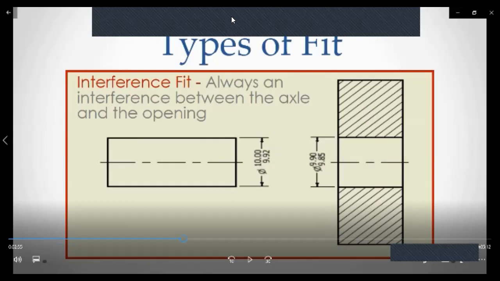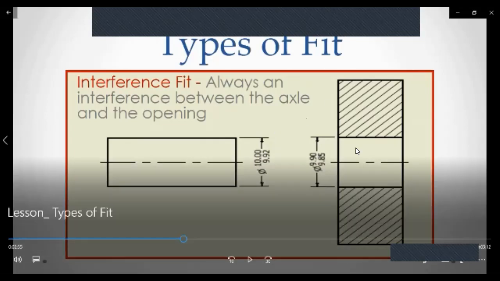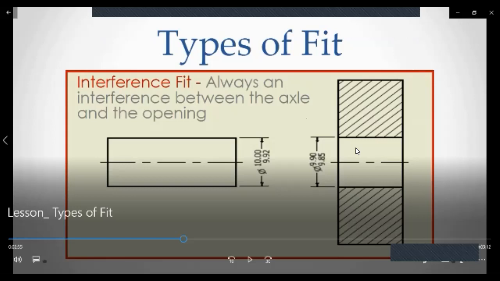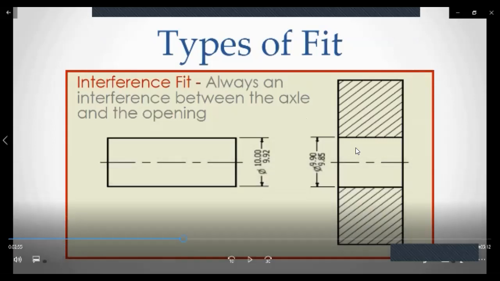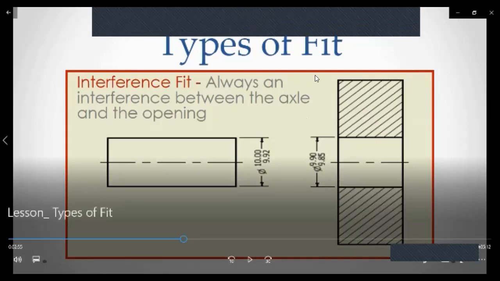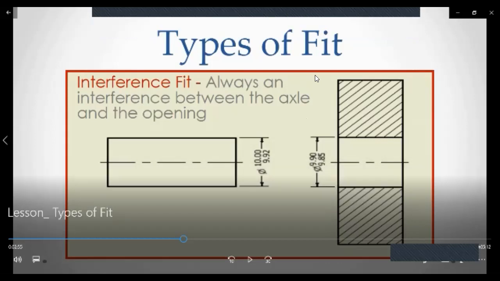All you have to do is take the minimum amount of shaft size that we can have and the maximum amount of hole size that we can have and subtract the difference, and there you will get the minimum amount of interference. There could be maximum also. How much would be the maximum? Now can you tell me, because we did it similarly for clearance fit also, right?